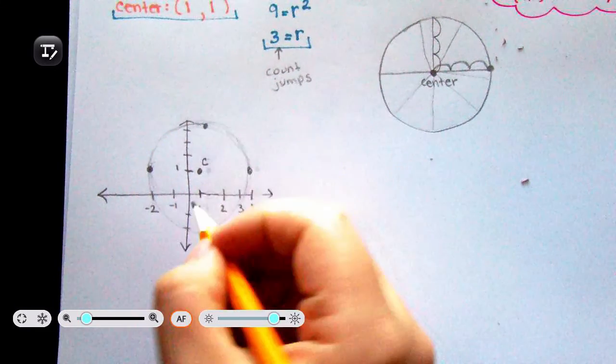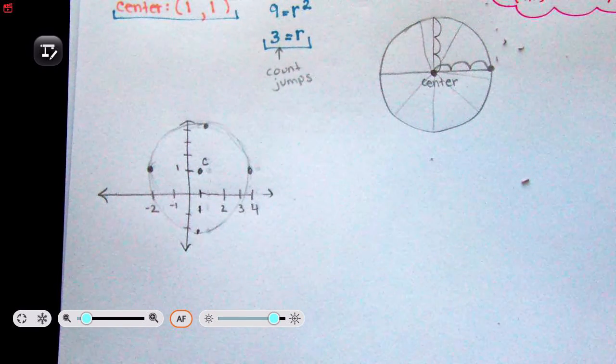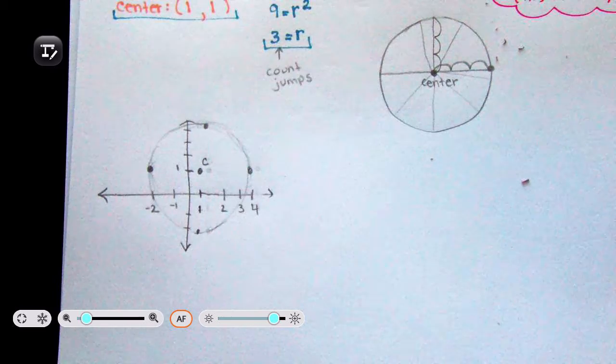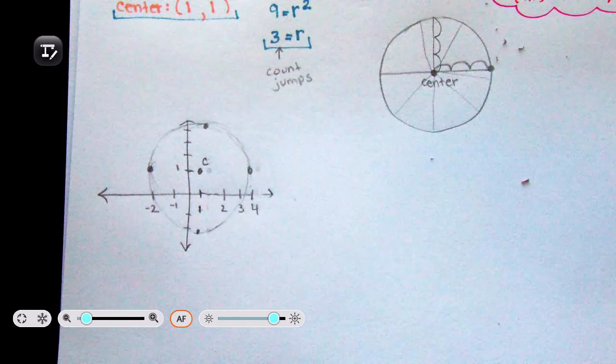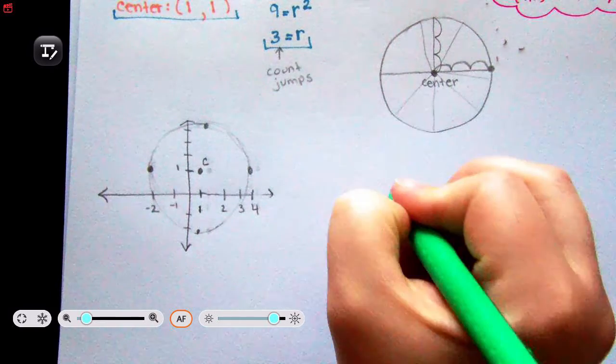Now my OCD is truly kicking in. There we go. Now it looks like a better circle. And you've graphed it. You've graphed your circle. That's all there is to it. Let's do another one. Example 2.